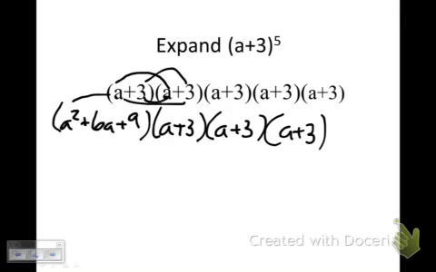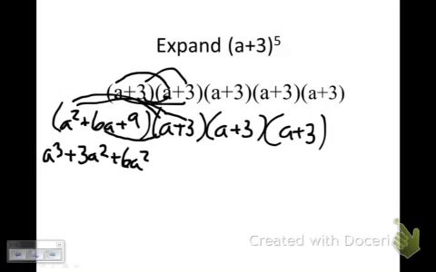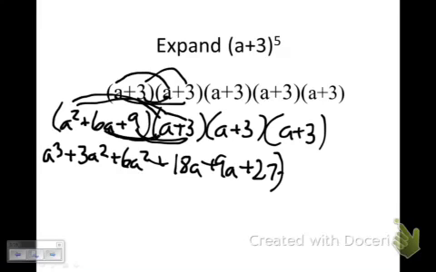Next, I would just FOIL the next one. A squared times a, that'd be a cubed. A squared times 3 is 3a squared. Then I go 6a times a, 6a squared. Then I go 6a times 3, 18a. 9 times a is 9a. And 9 times 3 is 27. And I'd still have a plus 3 and a plus 3, and I'd repeat the process 2 more times.